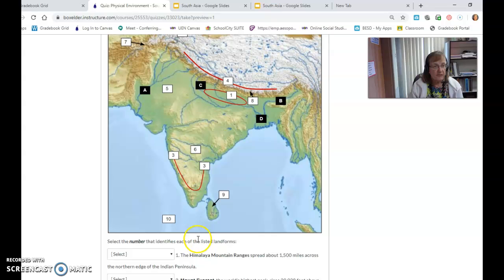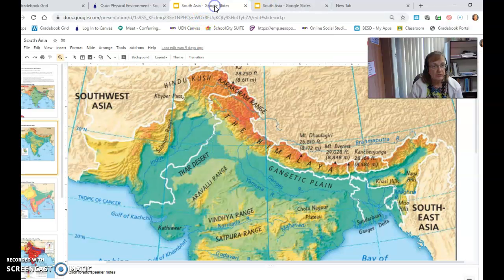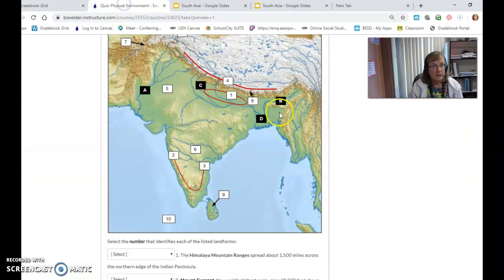The first one it talks about is the Himalaya mountain range. So let's look at our map resources. Oh, and it's right there, the Himalaya. So we're going to be looking for something that's going along the top of the region on the quiz, which it looks like that number 4 with the red line connecting that area would be the Himalaya. So we'll go here to 4.